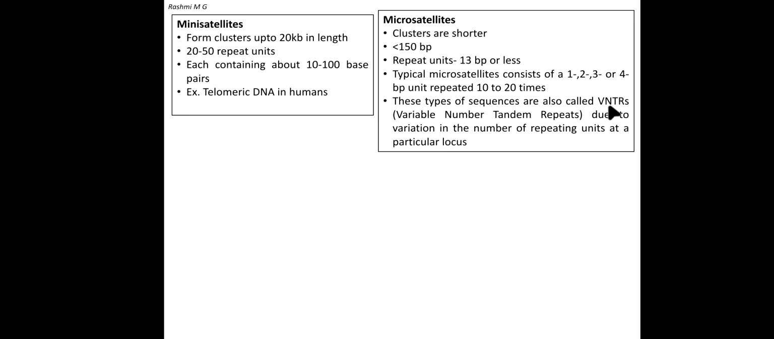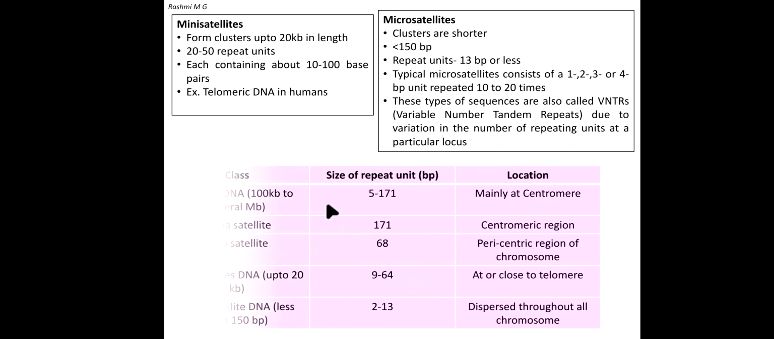These types of sequences are also called VNTRs. What is VNTR? Variable number tandem repeats, due to variation in the number of repeating units at particular loci. So this is about minisatellite and microsatellite.